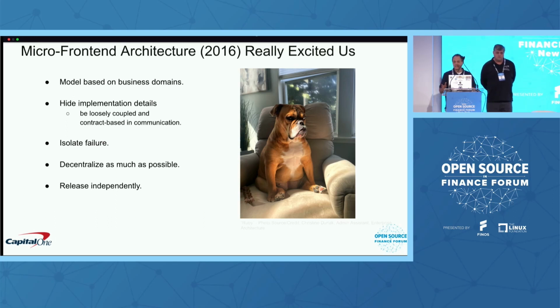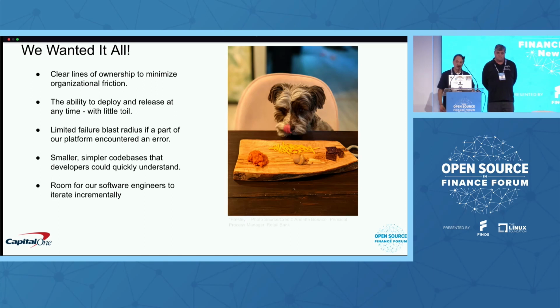Again, we have lots of teams that want to release all at once or on their own cadence, and we wanted them to have freedom to do so. We basically wanted it all, like this little fella here. We wanted limited toil, limited blast radius, simpler, smaller code bases. The monolith I was talking about ran into the multiple millions of lines of code, spread across a lot of different sub-modules within that ASP.NET application.